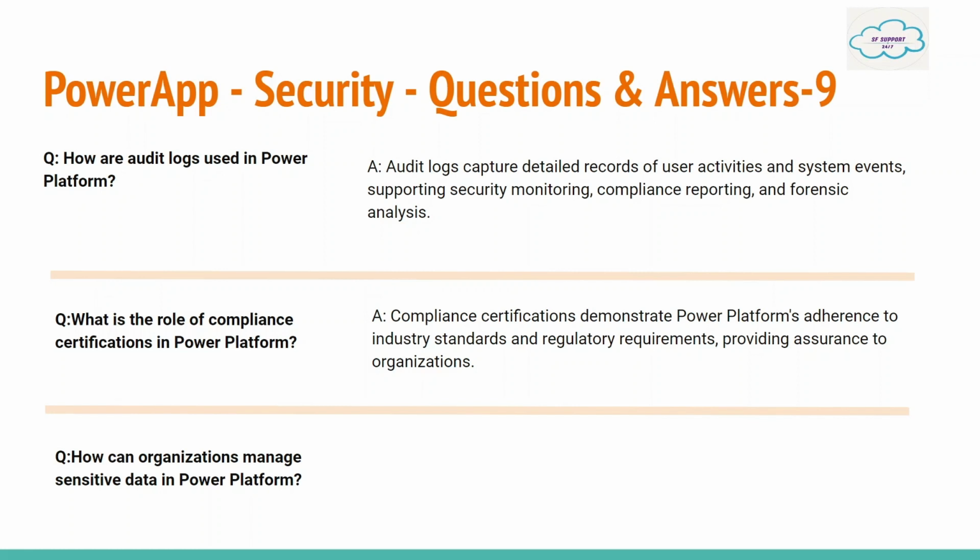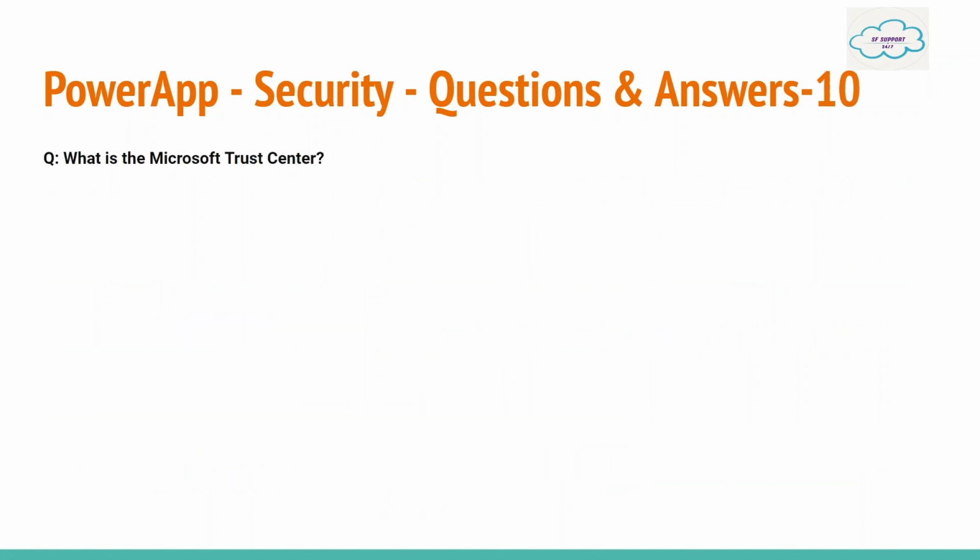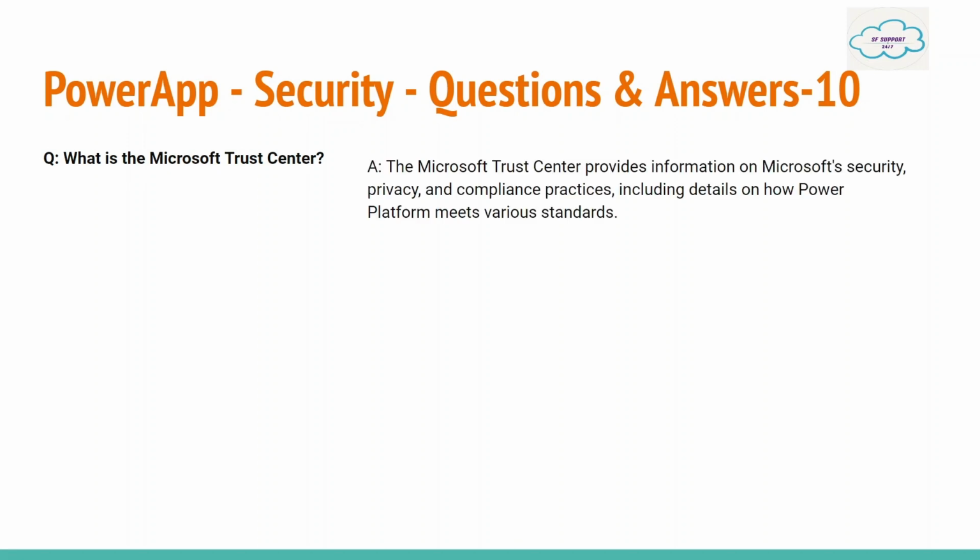Next question: how can organizations manage sensitive data in Power Platform? Answer: organizations can classify the data and label sensitive data by applying DLP policies, data loss prevention policies, and restrict access based on security roles like RBAC, what we discussed previously, and conditional access. All these things can be managed through Azure AD. Now it is called Microsoft Entra. Next, what is the Microsoft Trust Center? The Microsoft Trust Center provides information on Microsoft security, privacy and compliance practices, including details on how Power Platform meets various standards.